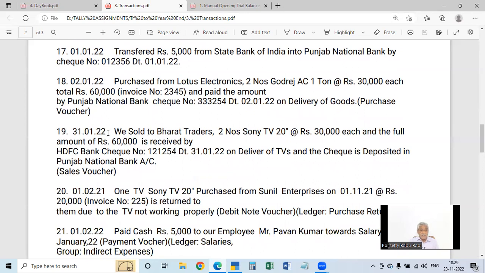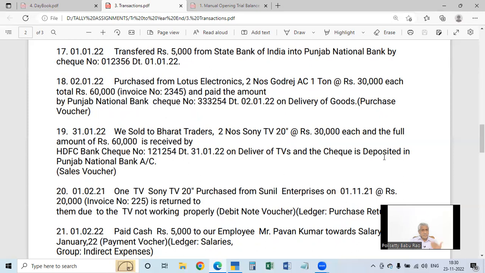Next, 31st January, we sold to Bharat Traders 2 numbers Sony TVs at 30,000 each, that is 60,000. The full amount of 60,000 is received by HDFC Bank check number so and so on delivery of TVs, and the check is deposited in Punjab National Bank. Just like the previous one, there we purchased, here we sold the goods and immediately received the check.